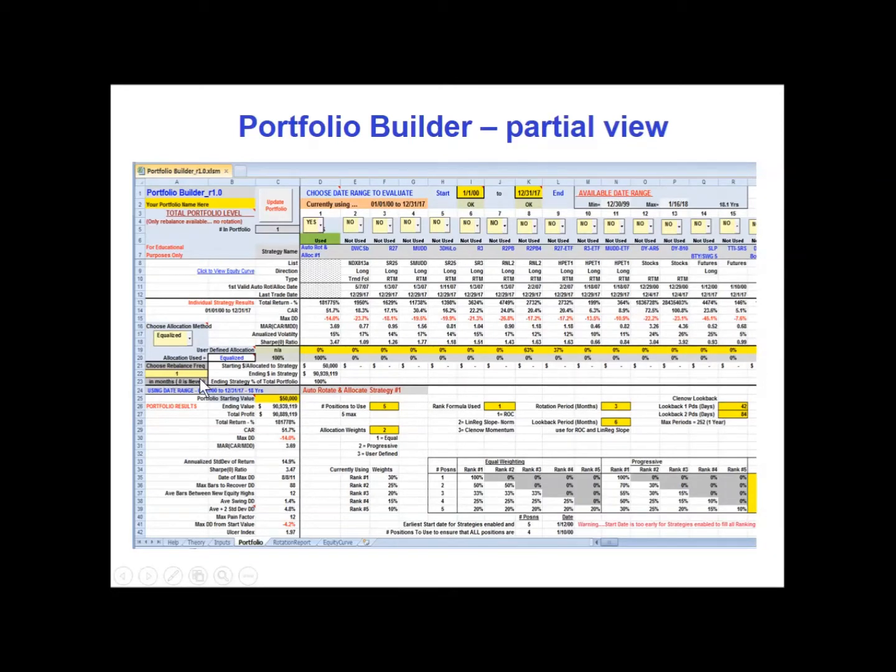Now, the rebalancing always occurs at the end of the month. You can't change it. But you can choose how many months you want to rebalance: 1, 2, 3. If you put 1.5 in there, it probably will crap out.